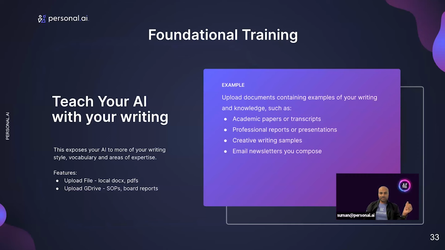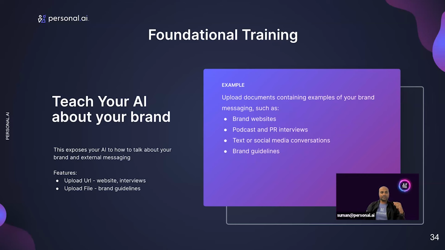Teach your AI your writing. This could be more like a second brain, my library use case. Academic papers and professional reports can go in as well. Uploading files via local documents and PDFs is a good place to start. There's a Google Drive integration as well. If you have lots of PDFs and board reports directly in Google Drive, that is the most preferred way to do it. Specifically when you have a PDF, you can convert it using Google software and then use the GDoc link to push to the drive. Teach about your brand. We talked about it: brands, websites, podcasts, PR interviews.